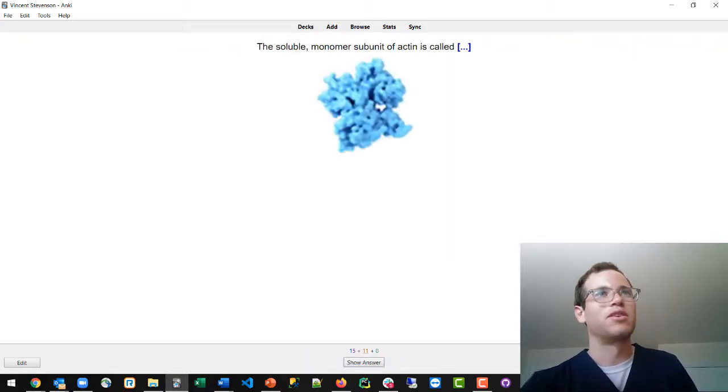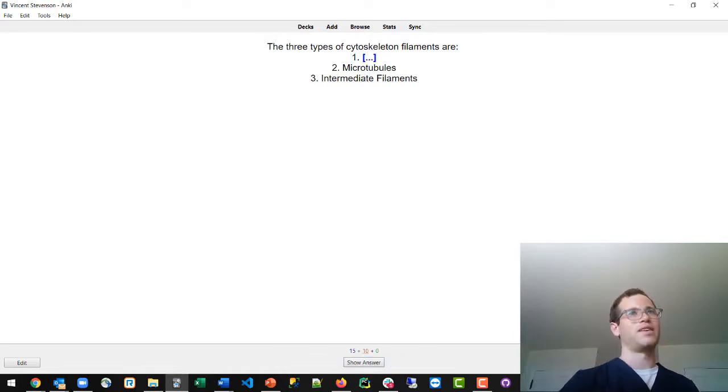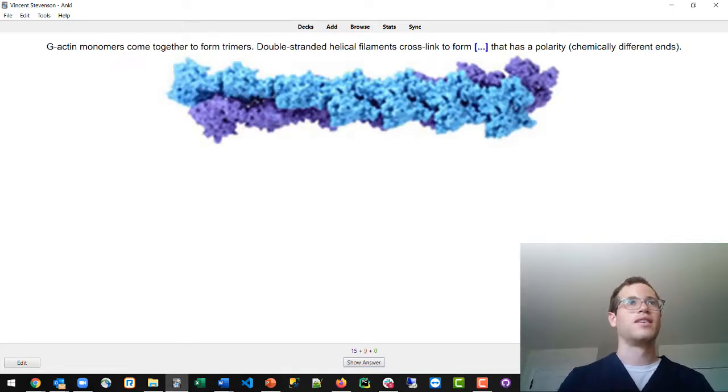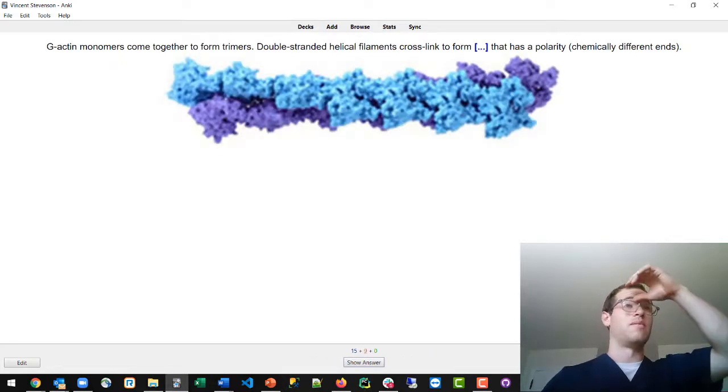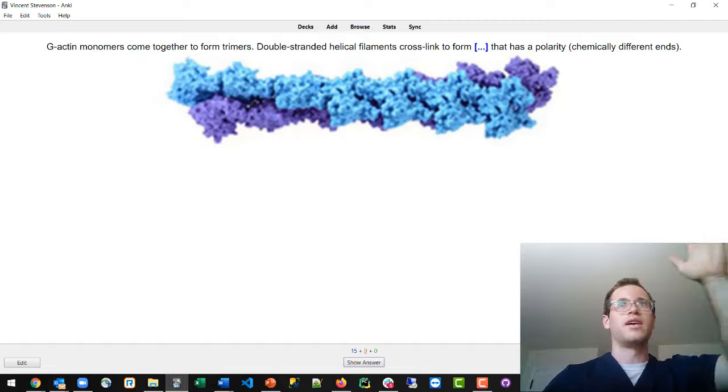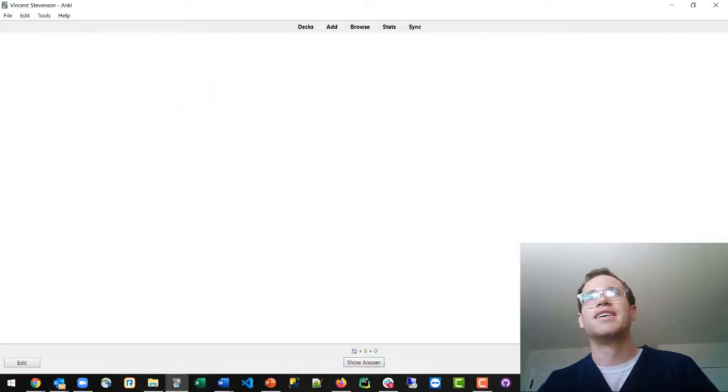And this soluble monomer subunit of actin is called a G-actin. And the three types of cytoskeleton filaments are actin, microtubules, and intermediate filaments. And we get these G-actin monomers coming together, and they form double-stranded helical fragments that cross-link to form these protofilaments. Actually not protofilaments, but this is just your F-actin.